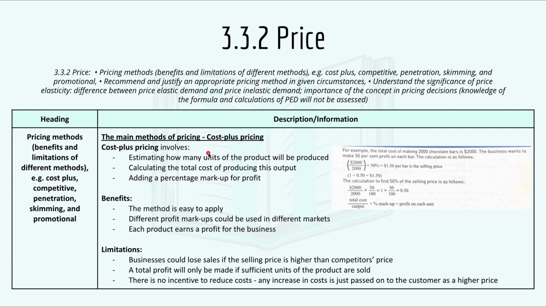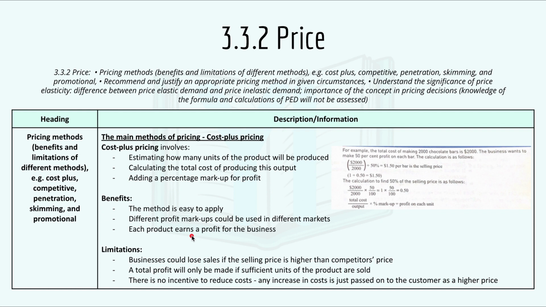Then we have the main methods of pricing, which includes cost plus pricing. And cost plus pricing involves estimating how many units of the product will be produced, calculating the total cost of producing this output, and adding a percentage of markup for the profit. Benefit is that this method is easy to apply, and different profit markups can be used in different markets, and each product earns a profit for the business.